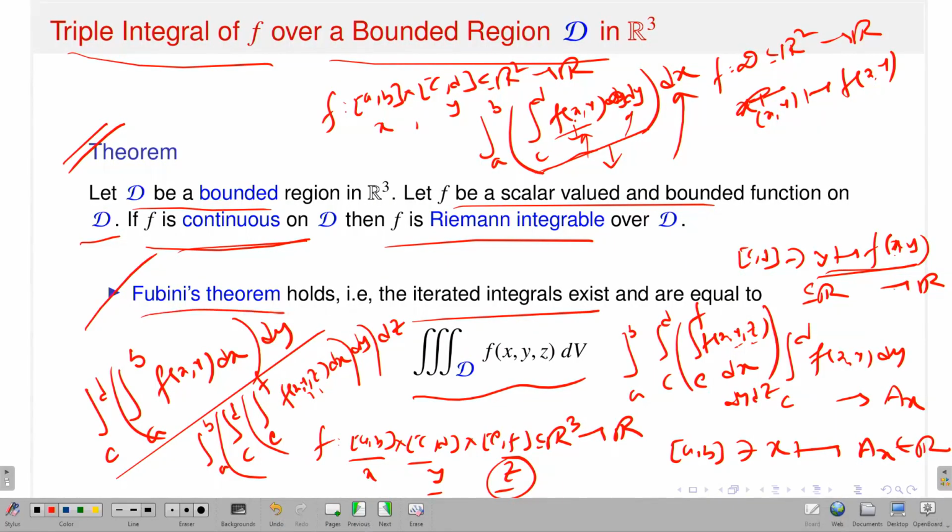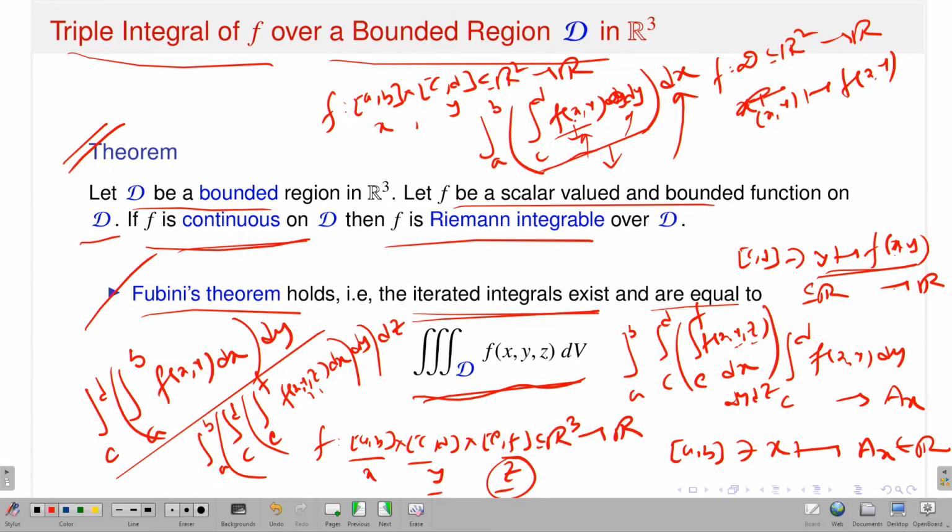So, whatever direction you take, all the iterated integrals will exist, provided my function is continuous. All iterated integrals will exist, they are all equal, and they are exactly equal to the value of the triple integral that I have written. So, Fubini's theorem holds, that is, the iterated integrals exist and are equal to this triple integral.